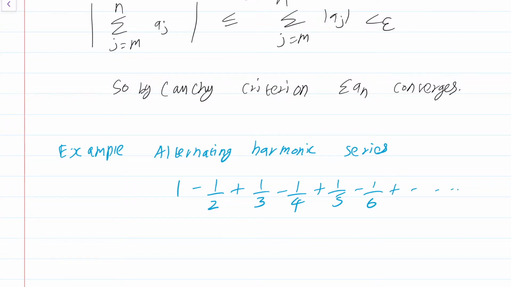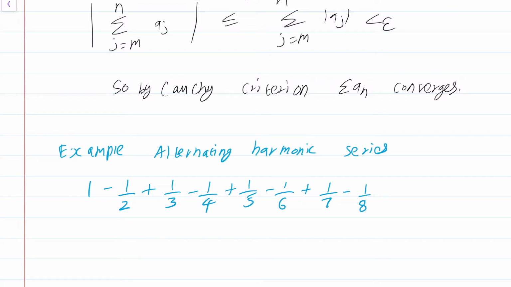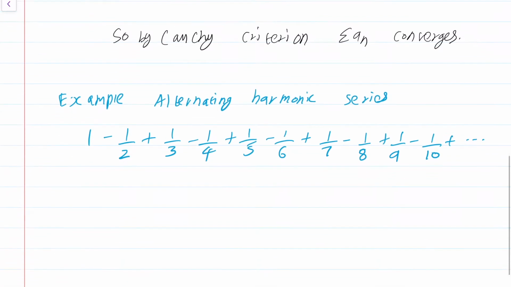Actually it's better if I write a few more terms. You will understand why in a moment. Let me just move this a little bit to the side so that I can write a few more terms. I missed a 6. Minus 1 by 6 plus 1 by 7 minus 1 by 8 plus 1 by 9 minus 1 by 10 plus dot dot dot. This is the alternating harmonic series. It's just the series summation 1 by n where I've inserted minuses at every other place.